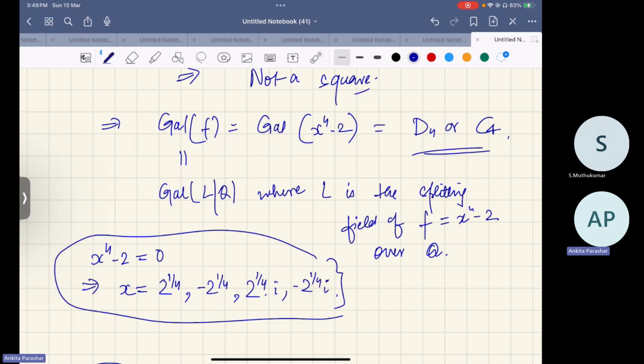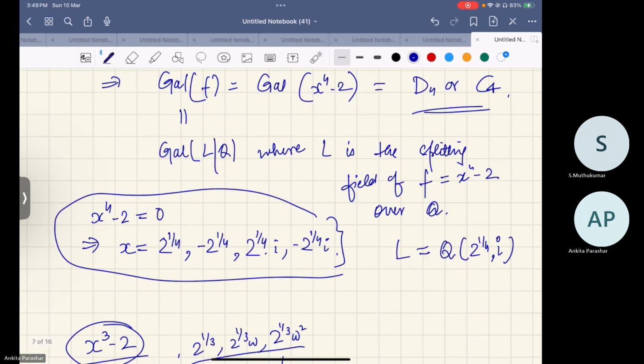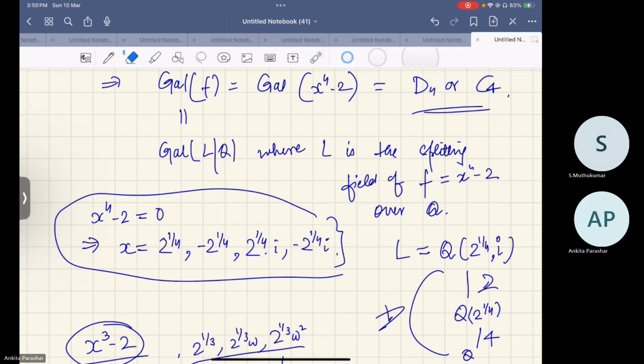As long as you know the roots, can you write the splitting field L as Q(2^(1/4), i)? And what is the degree? This is 8, not 4. This is 4, this is 2, and therefore the degree is 8. And the conclusion is D4, exactly right.